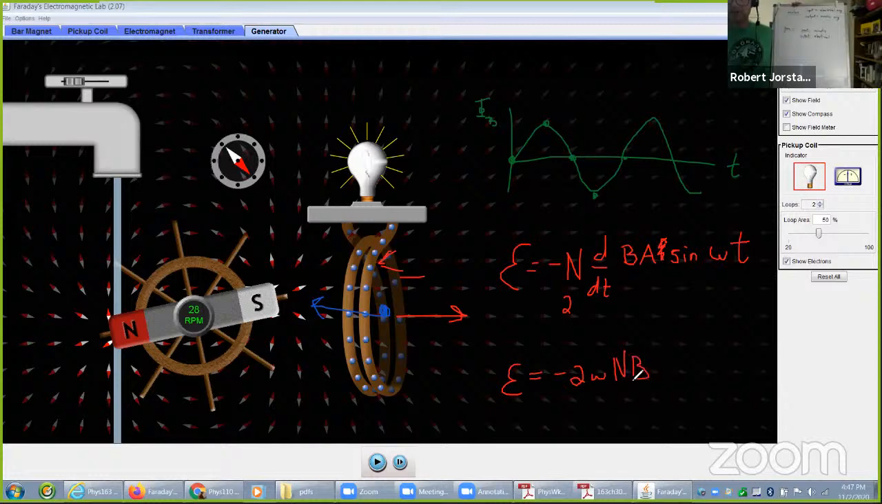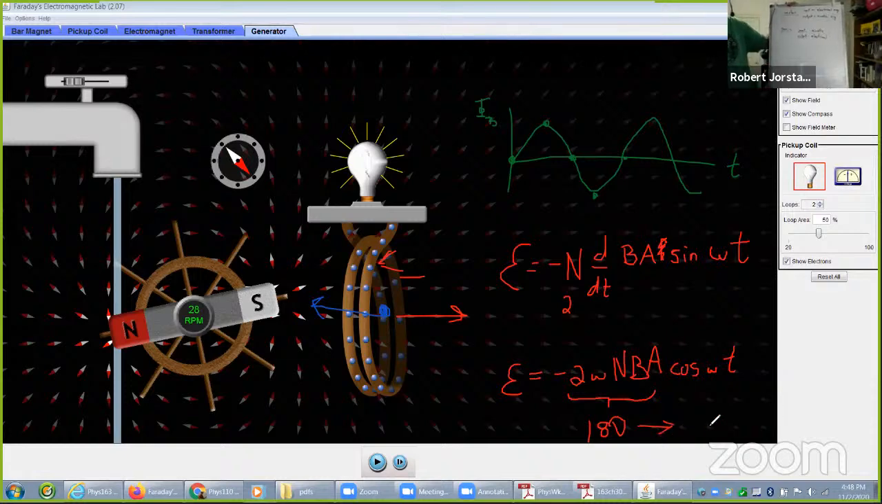So I call this the women's NBA theorem. I think it's cosine of omega t. And what we see here is, check this out. If you're very careful and you adjust these numbers just so, this can end up being something like about 180 volts, which corresponds to the wall socket.